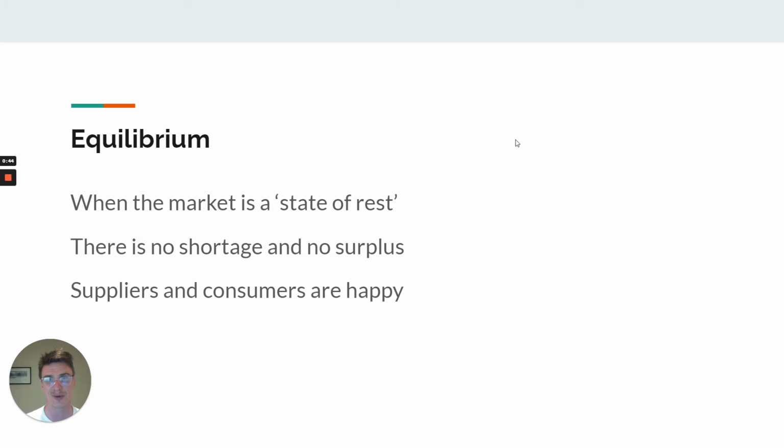So there's a new word here which is equilibrium. Now equilibrium means when the market is in a state of rest. Well, what does that really mean? It means that consumers and businesses are happy with the price and the quantity traded at that particular point in time. Of course, things will change, but at that particular time, they're both happy. And what that means is there's no shortage and there's no surplus. Those two terms, shortages and surpluses, are very important. We'll come back to them in a separate video. We'll have to do a separate video just for them. Basically, suppliers are happy, consumers are happy. There's no pressure to change for now.